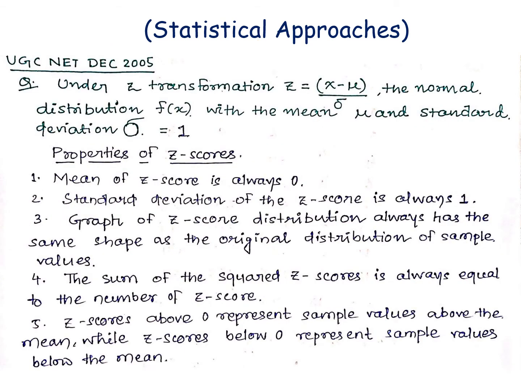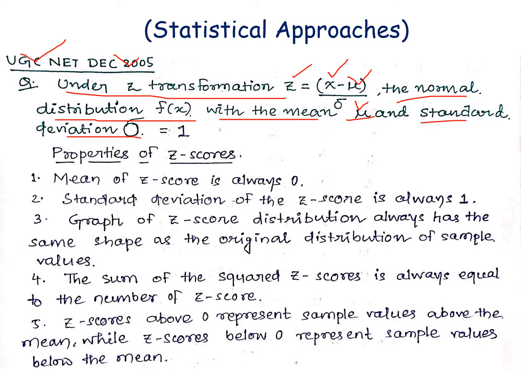Moving on to the next year, we have a question from 2005 on the Z transformation, that is Z score equal to sample mean minus population mean upon the standard deviation. The normal distribution f of x with the mean mu and the standard deviation sigma is what? This was the question. You should remember that the standard deviation of a z score in a normal distribution will definitely be equal to 1.